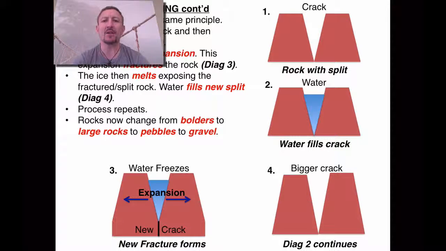So you get the idea that we get a crack, it fills with water, and it expands. The expansion causes a small crack or fracture in the rock, the water melts away, and then the whole process recycles millions and millions of times until eventually we get a huge crack.